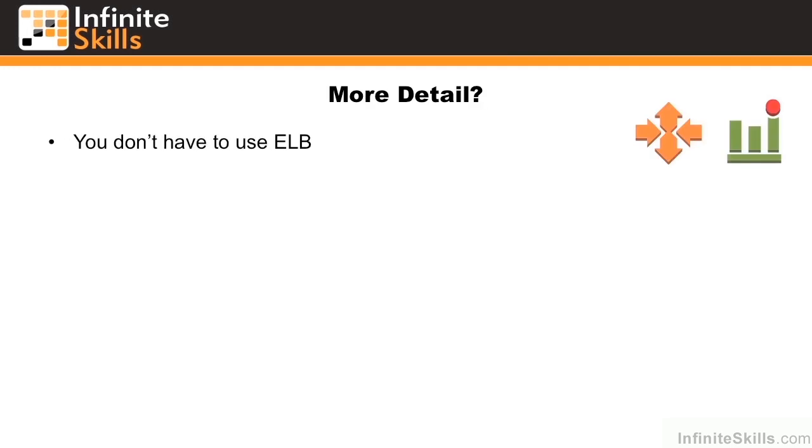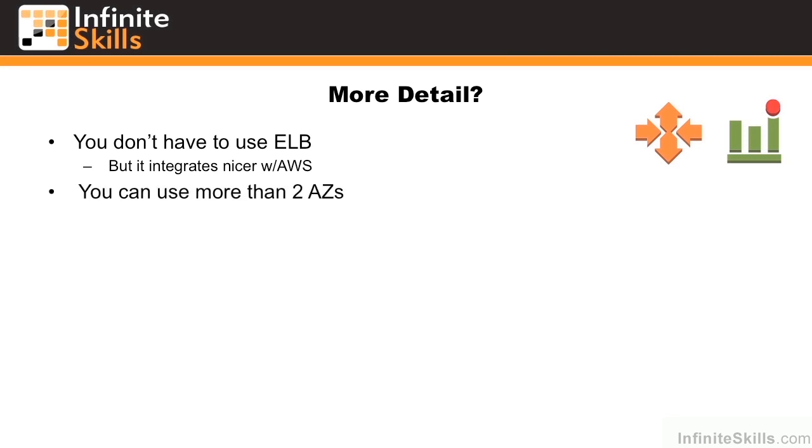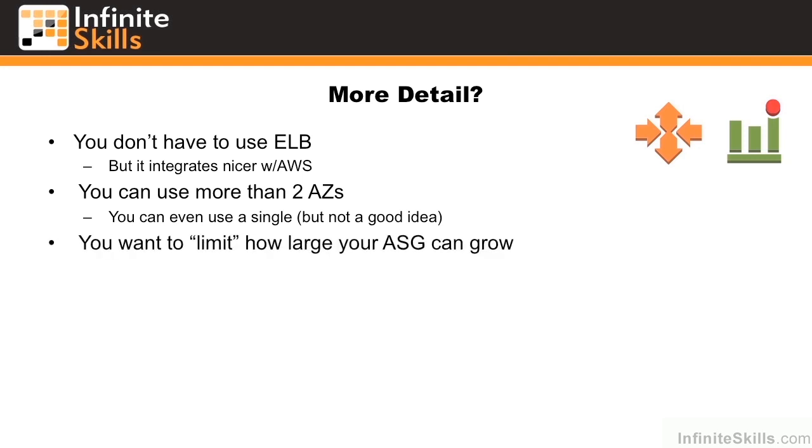You don't necessarily have to use an ELB, but it does integrate very nicely with AWS. You can also use more than 2 AZs. You can also use even just a single one, but it's generally not a good idea. You're going to want to limit how large your AutoScaling group can grow. This keeps you from paying additional dollars when, and not if, you get a distributed denial of service attack.